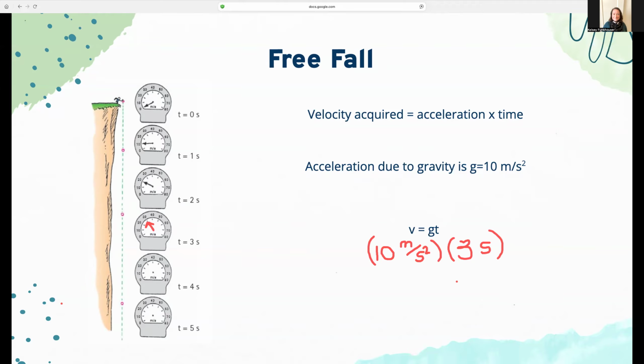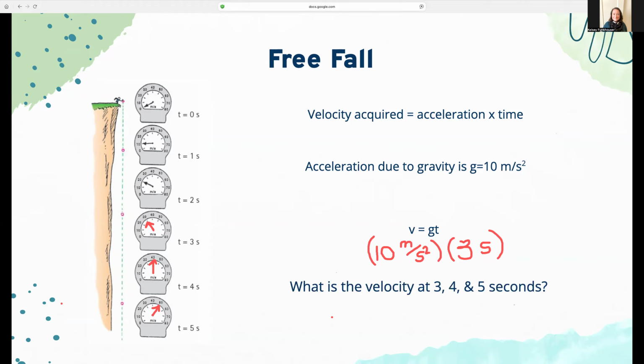And then we just do the same thing for each of those. So the next one, instead of 3, we'll have 4. So that'll put us at 40. And then at 5 seconds, we'll be at 50. So we can see how we can use that relationship for acquired velocity to figure out how fast our object is moving as it falls.